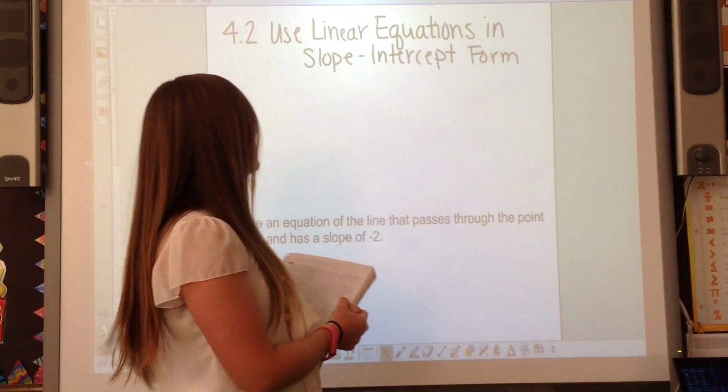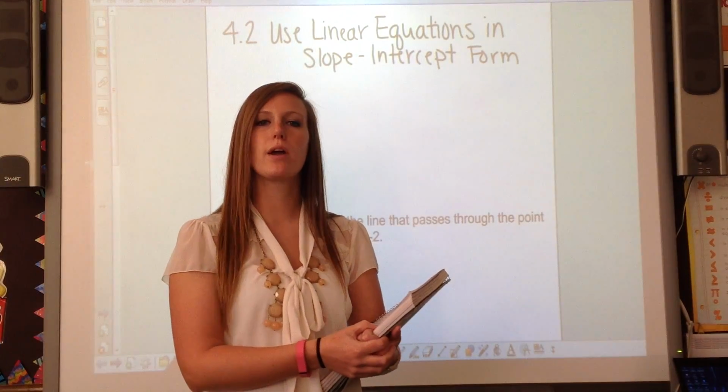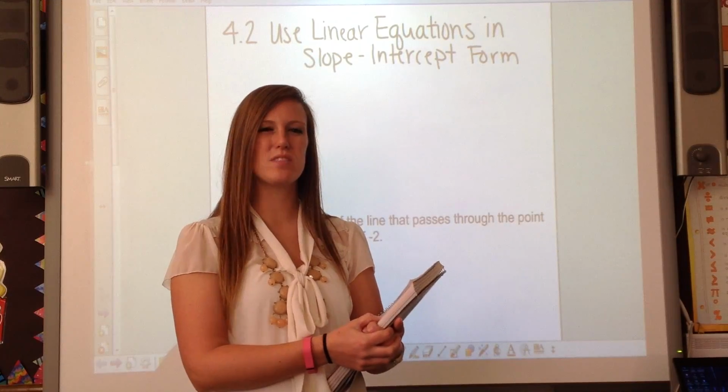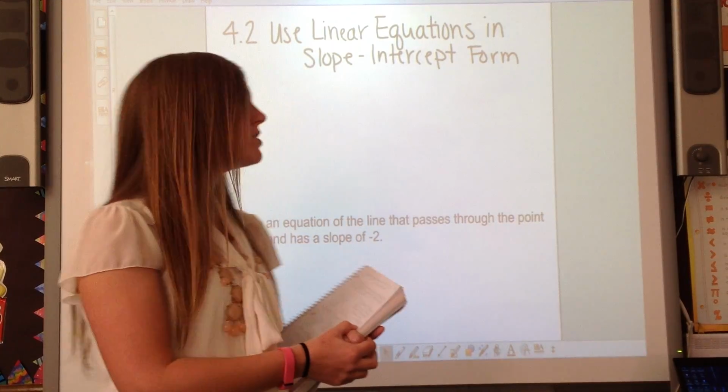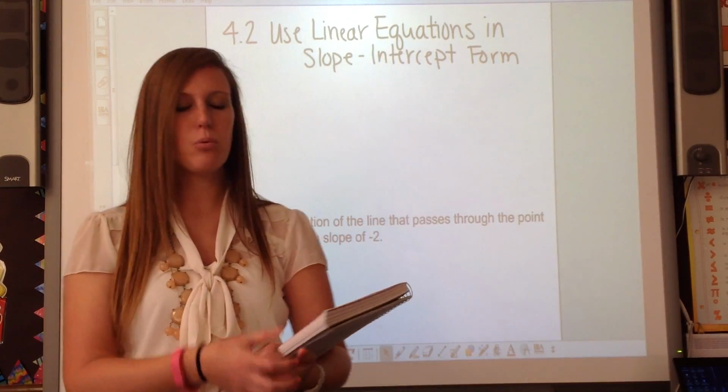In 4.2, we're using linear equations in slope-intercept form, or we're writing linear equations using different bits of information that they give us. So this first section, we're writing an equation given the slope and a point.